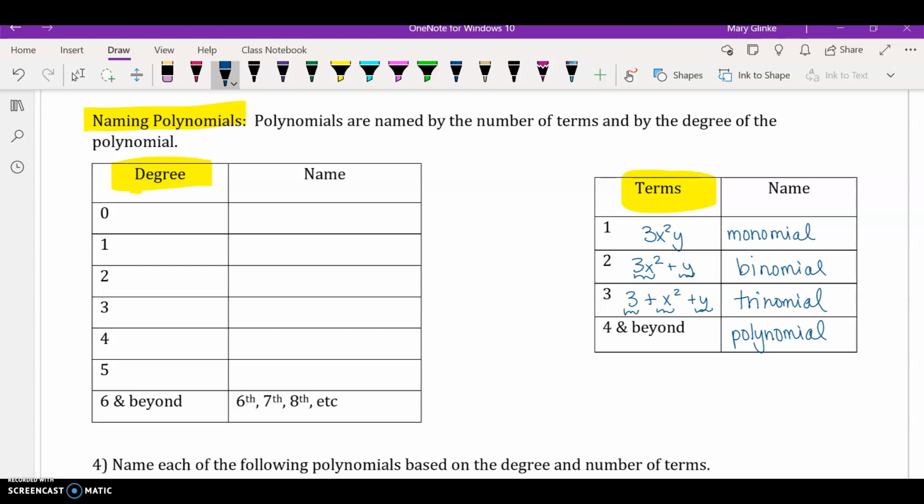We also can name things based off of the highest degree they have. So for instance, if we had 5, remember how we said it was like 5x to the 0? If you have something that has a highest degree of 0, we call that a constant. If you have something that has a highest degree of the 1st power, that would be linear. Think about your linear functions. They have a highest degree of 1. That's why it's called linear. If you have something that has a highest degree of 2, that is called quadratic.